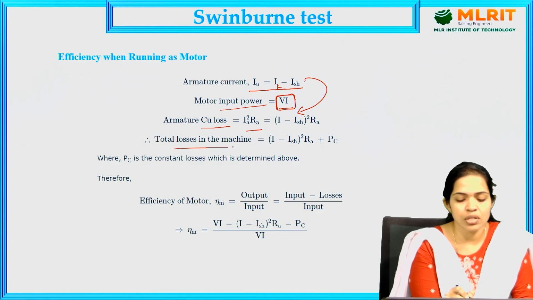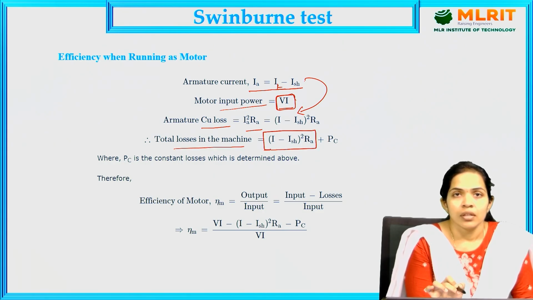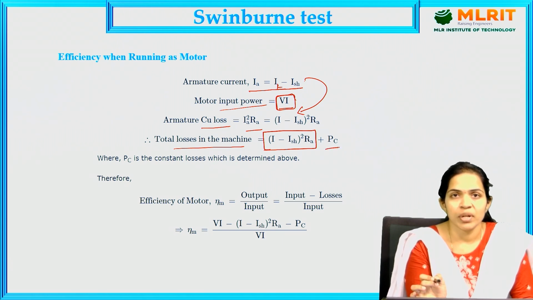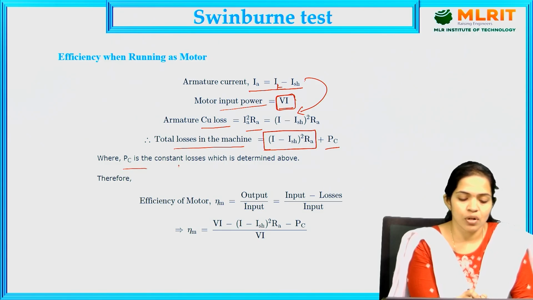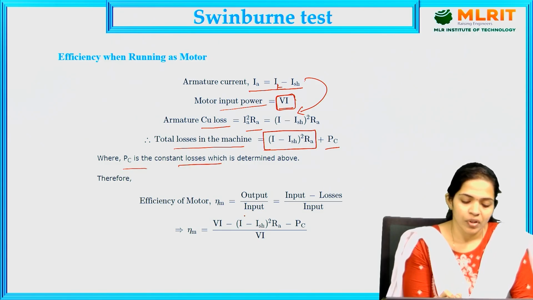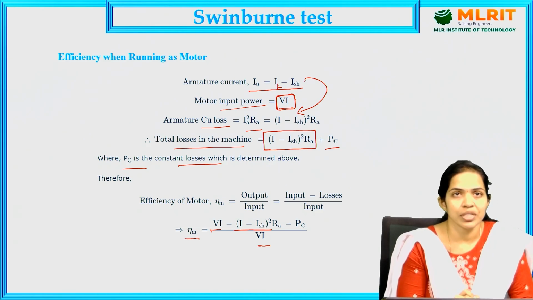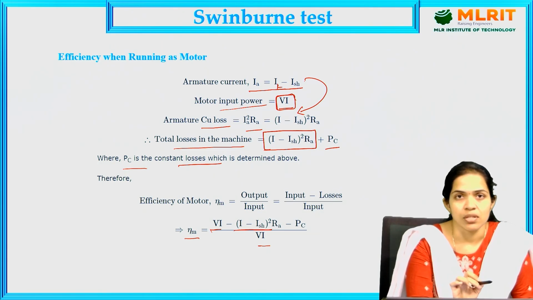So total losses in the machine will be now the copper losses which are occurring in the machine plus the constant losses which are already predetermined under the no load condition using Swinburne test. So PC is the constant loss which is determined above. From this we can calculate the efficiency of the machine as input minus the losses divided by input. We determine the efficiency of the machine running as a shunt motor using the Swinburne's test in this way.